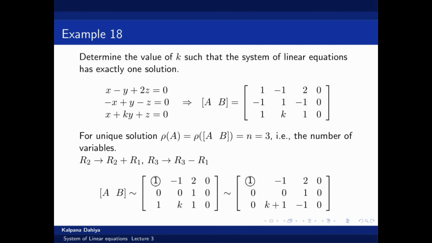So we have the second matrix here. After applying the first operation, R2 goes to R2 plus R1. So I am writing the first row as it is, 1 minus 1 2 0, where 1 is the pivot variable. Now after applying this operation, second row reduces to 0 0 1 0. Now I am applying the second elementary operation, that third row goes to third row minus first row. So using this one we get the second matrix here, and the third row is 0, k plus 1, minus 1 and 0.